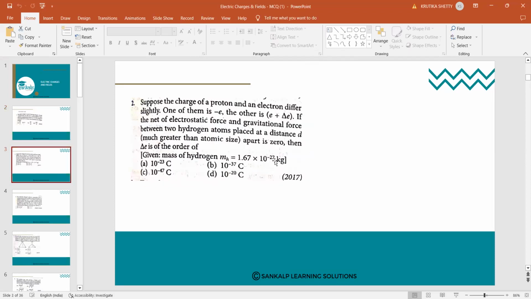So our first question for today's class is: suppose the charge of a proton and an electron differs slightly. One of them is minus E, the other is E plus delta E. If the net of electrostatic force and the gravitational force between two hydrogen atoms placed at a distance d, which is much greater than atomic size, apart is 0, then delta E is of the order of.